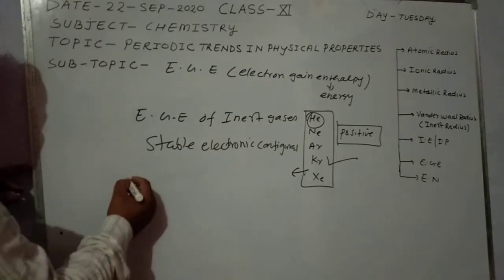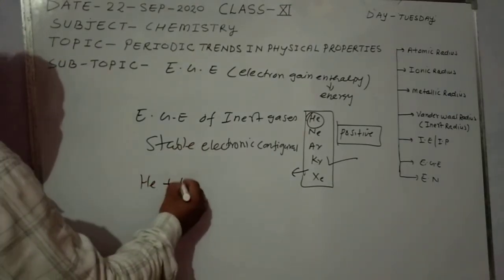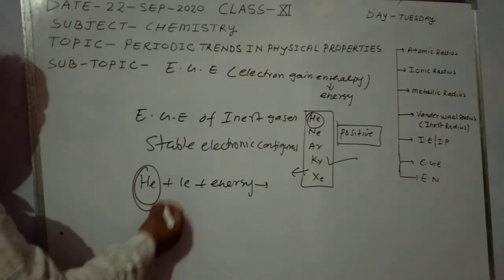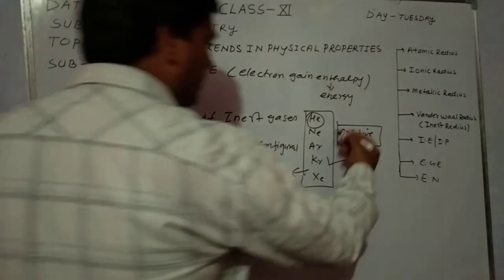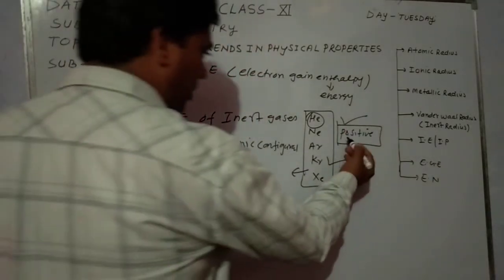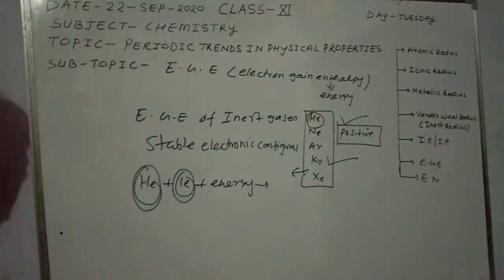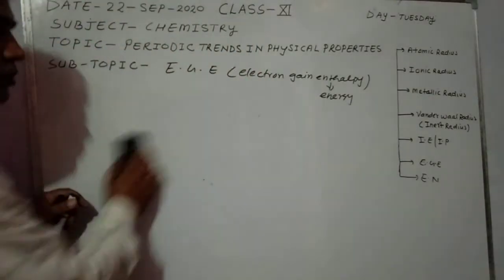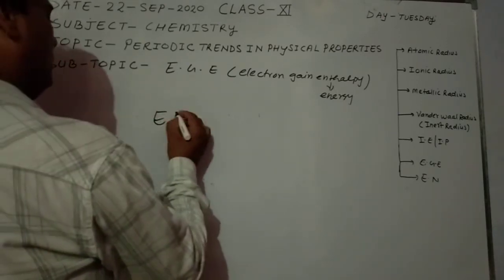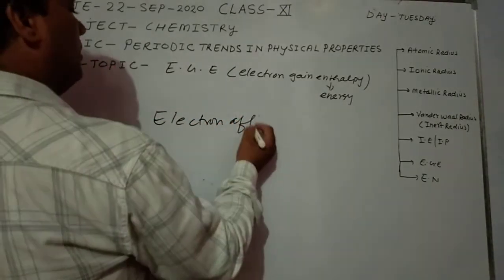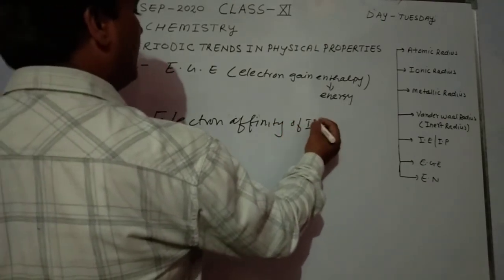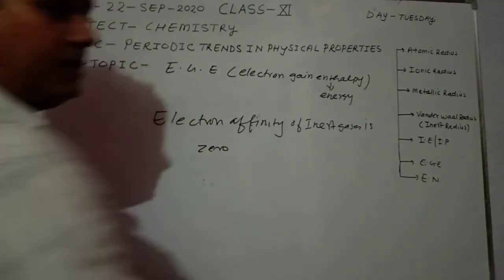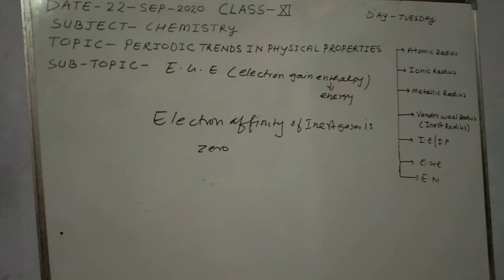When we want to add an electron to helium, what will happen? It requires energy. A large amount of energy is required to add the electron, so electron gain enthalpy is positive because energy is supplied. But electron affinity of inert gases is 0 because they have no tendency to accept an electron.